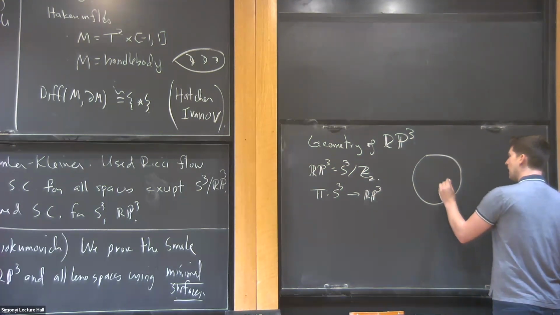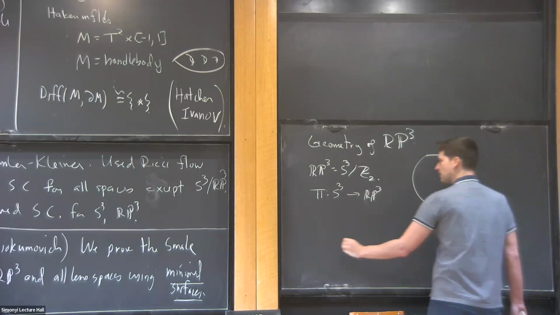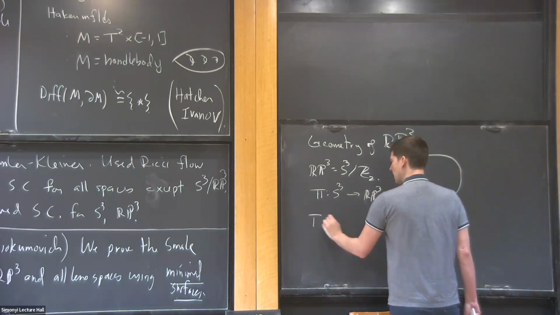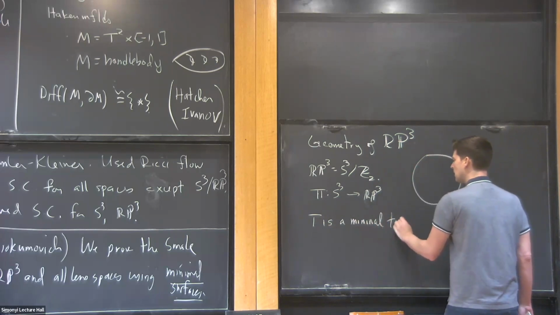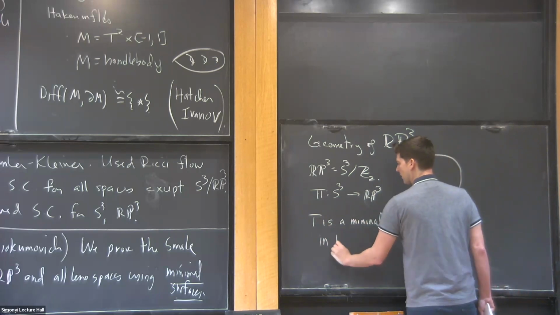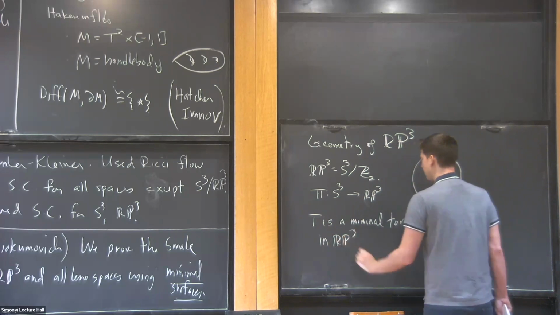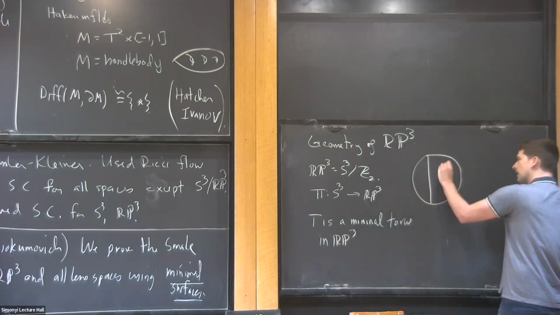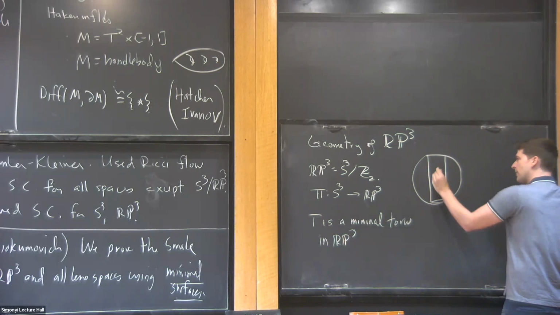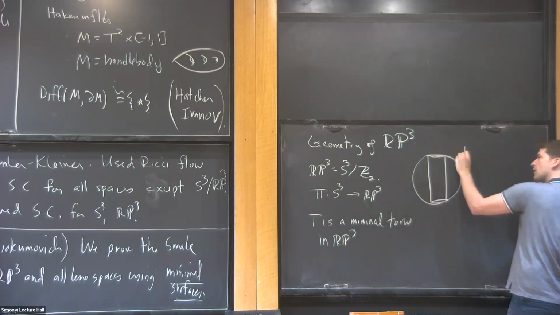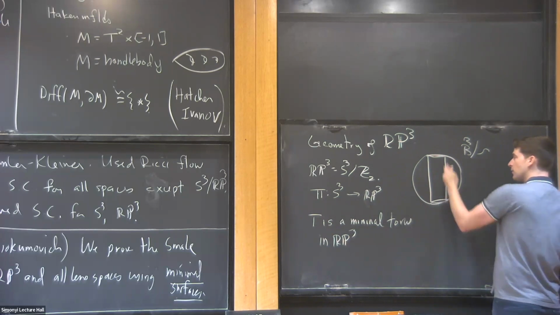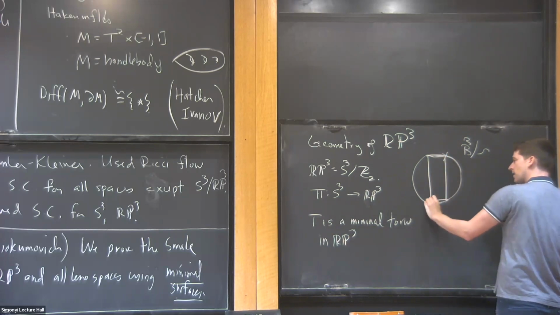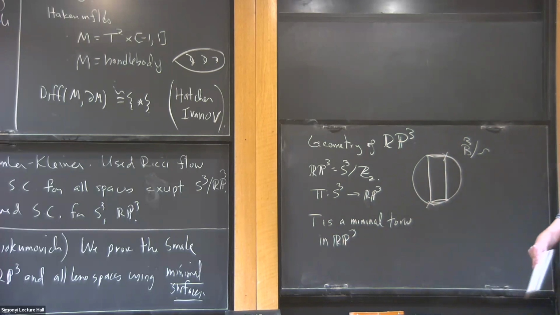And so suppose I have a minimal torus T inside of RP3. So what that looks like, it's going to look something like this. I'm thinking of this as a fundamental domain of this action. So this is like B3 with antipodal points identified. And because this point is identified with that, this cylinder gives rise to a torus inside of RP3.